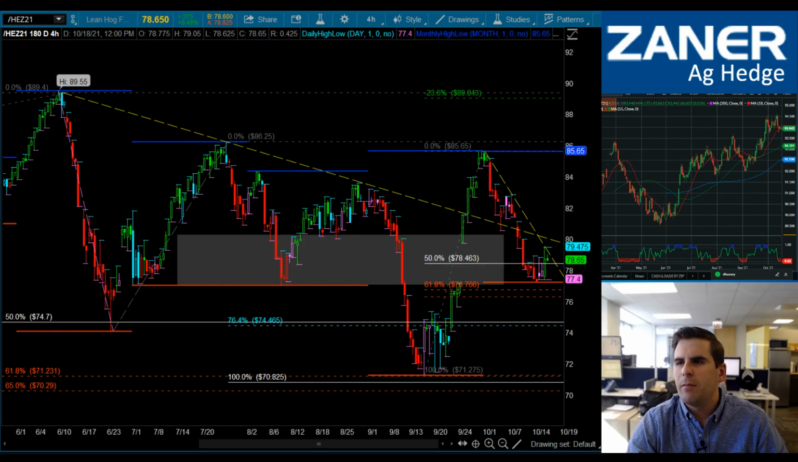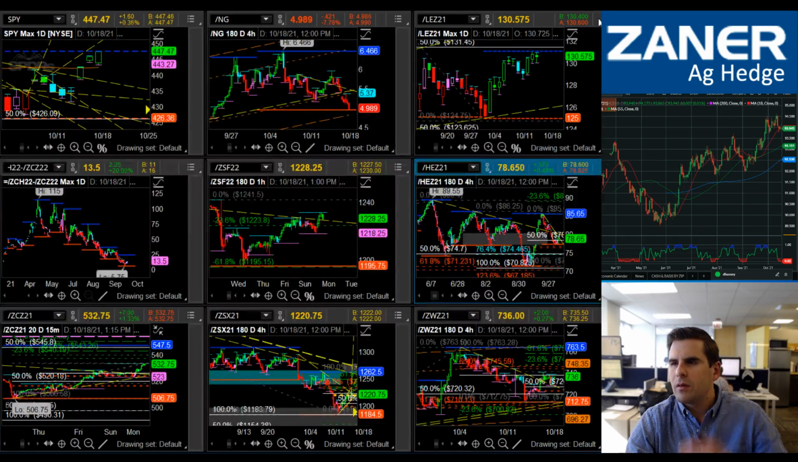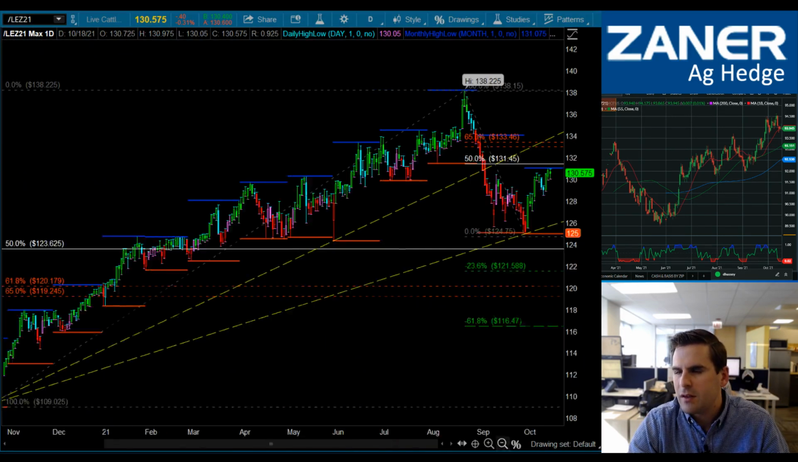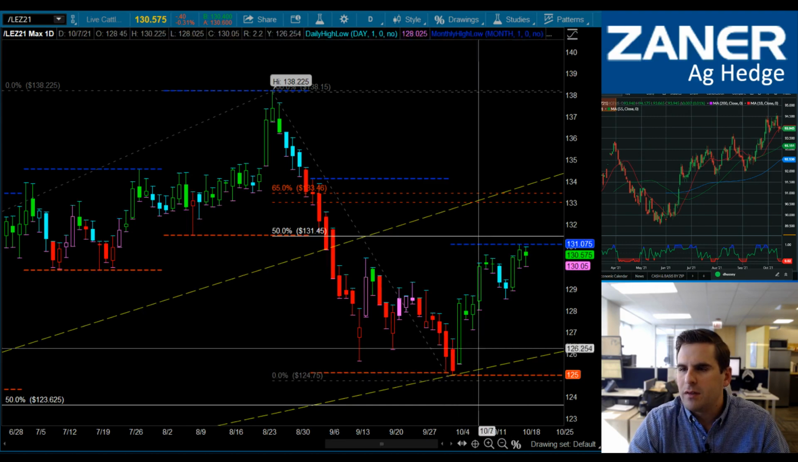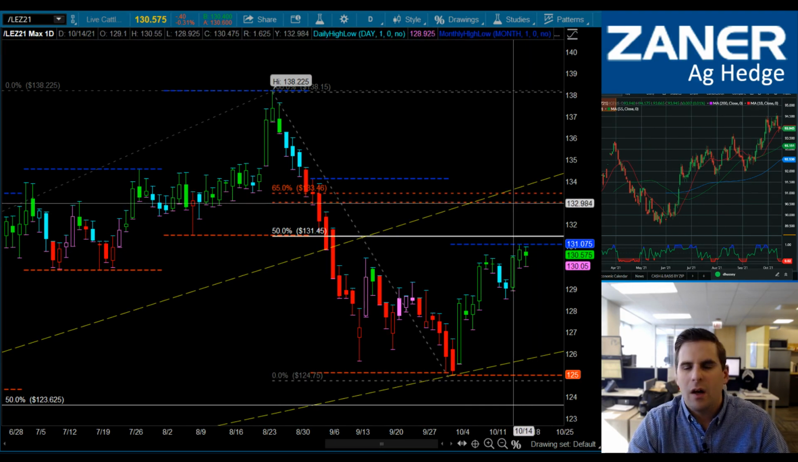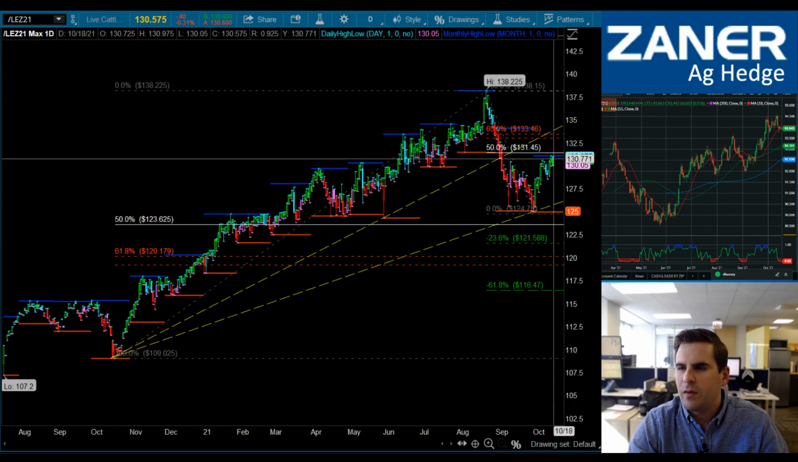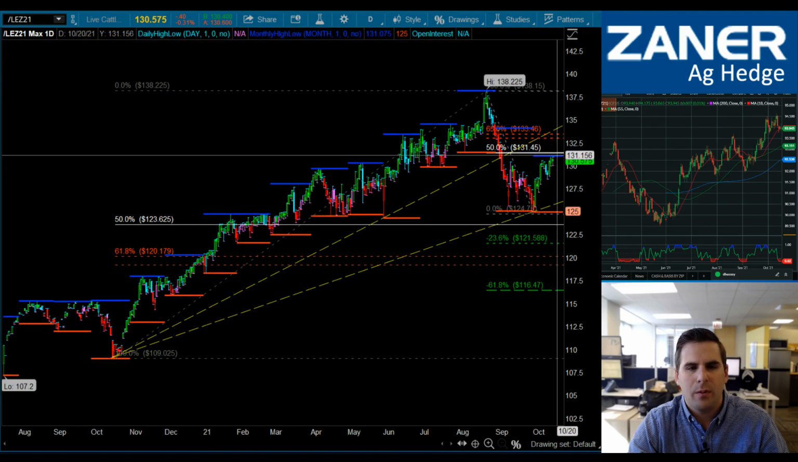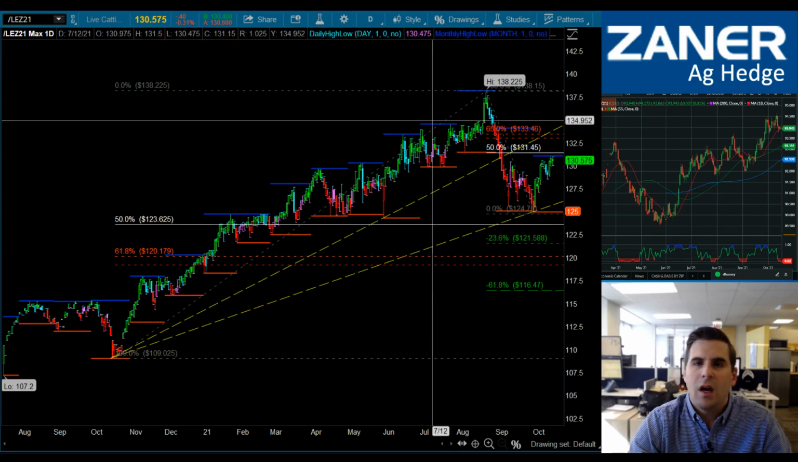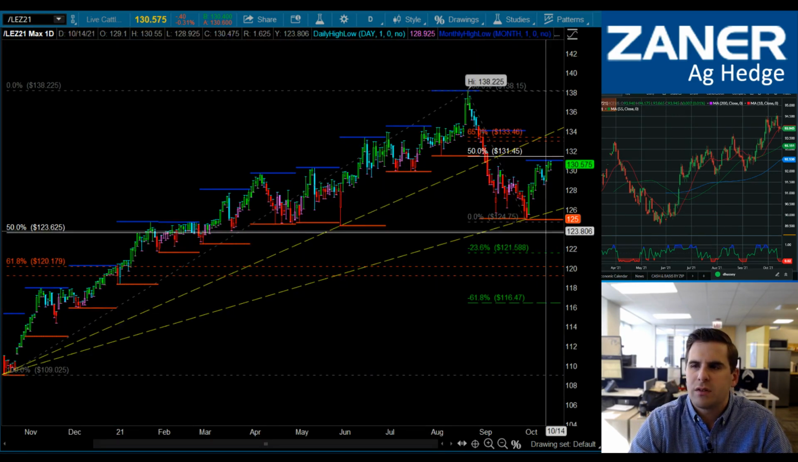Let's take a look where live cattle finished today. I think less than impressed. I'd like to see it continue straight up and through 131 to 133 here. I fear that if it falls and rolls over below 131, it's got another leg lower down towards 122. Very much trading like a risk-on, risk-off asset.